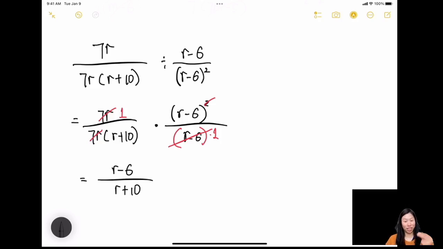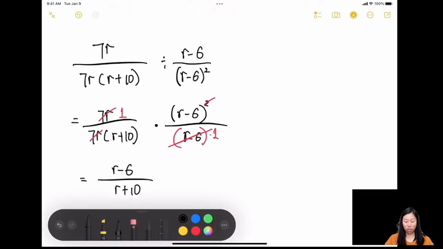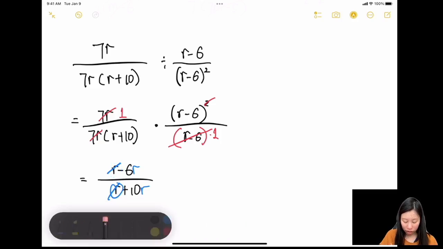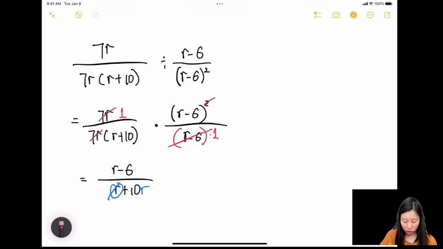And people will try to continue, right? They were trying to say, okay, there's r, cross cancel. No, this is wrong. In order to do that, you need to have r for every term. Otherwise, you can't just cross cancel r like that. This is the simplest form: r minus 6 over r plus 10.